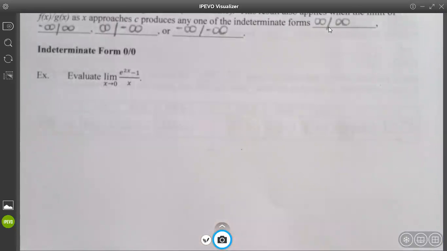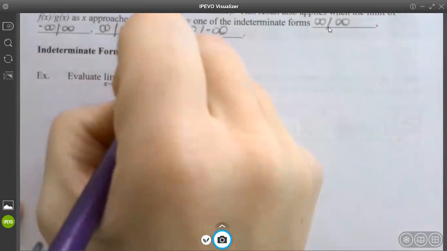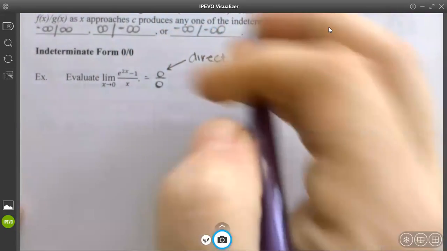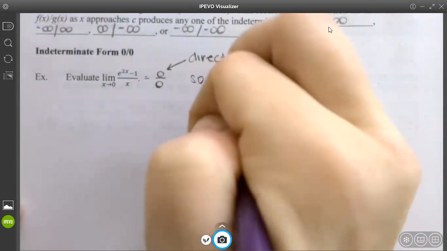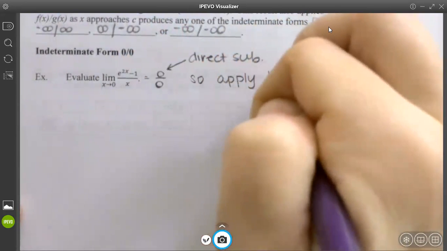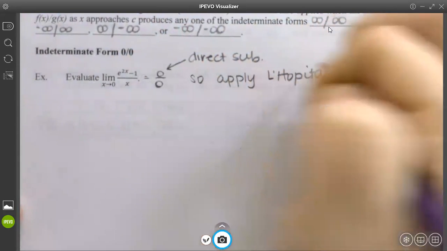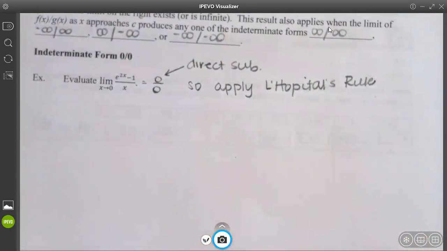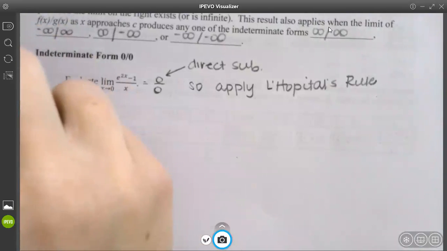All right, these are easy. We're going to evaluate the limit as x approaches 0. What does it do? When we direct substitute, we get 0 over 0. This is a direct substitution. So we're going to apply L'Hopital's rule. All that tells us is we're going to take the limit, and I'm just rewriting the problem right now.